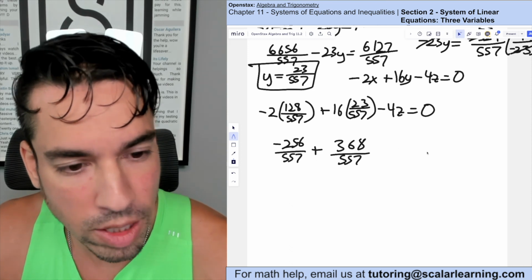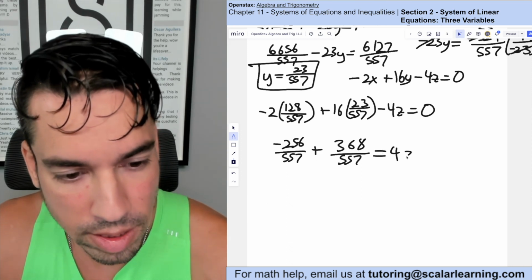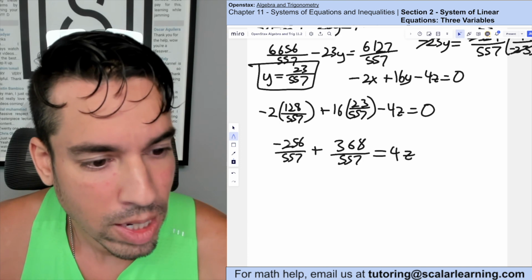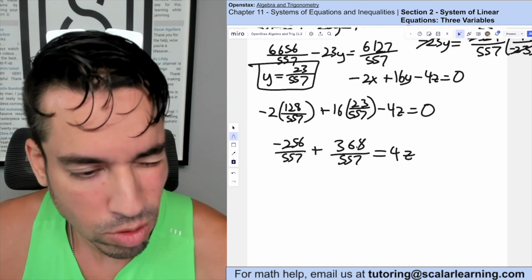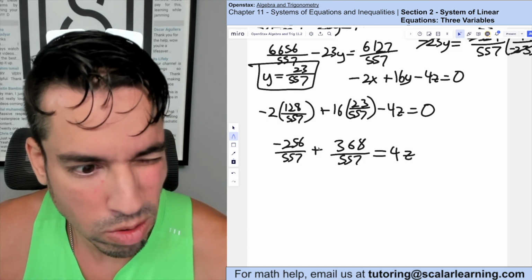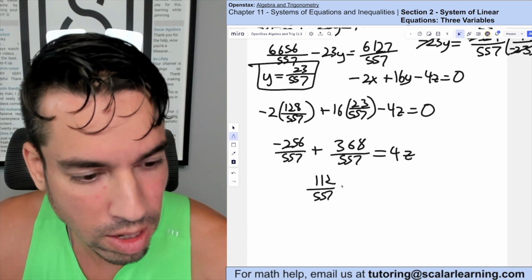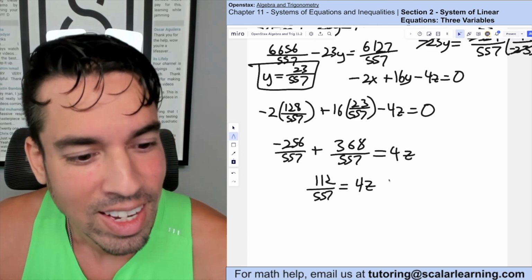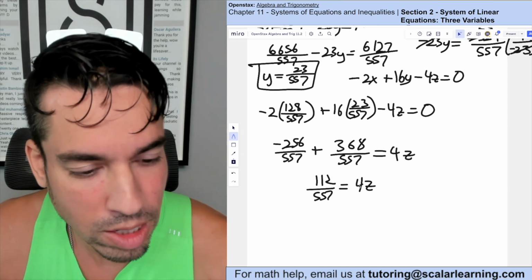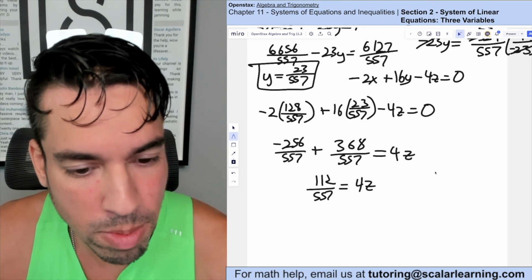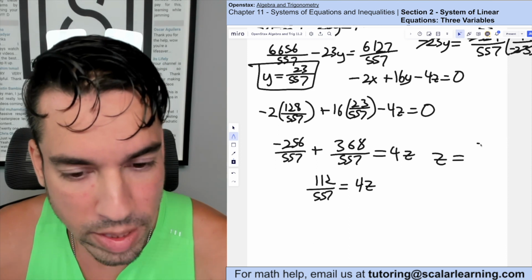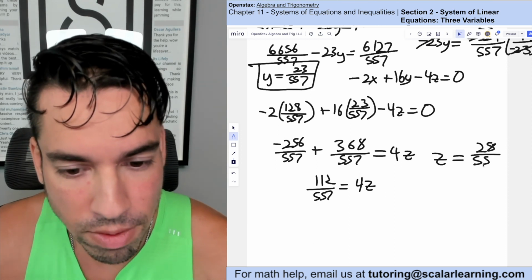And then, you know what? I'm just going to add 4z to the other side just to isolate z. Okay. Now we got negative 256 plus 368. That is 112, right? 112 over 557 equals 4z. And then we're going to divide both sides by 4, which is basically dividing 112 by 4. And that is 28 over 557.